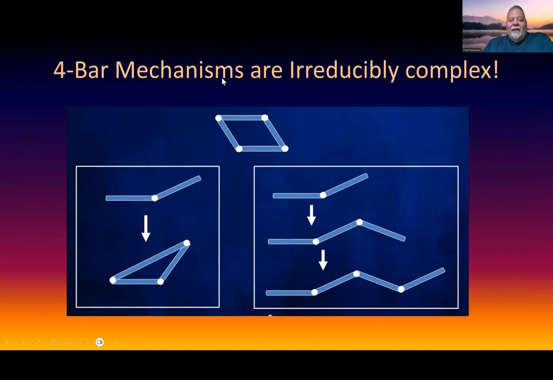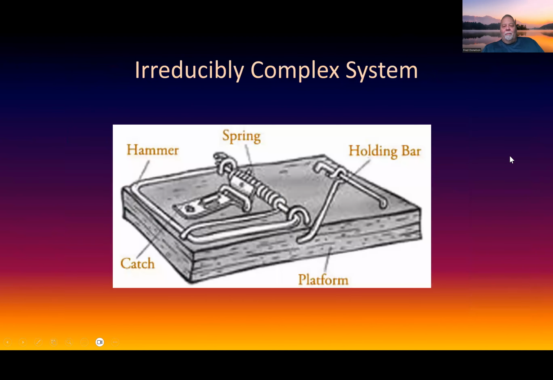Now, a 4-bar mechanism is irreducibly complex. And these are found in very complex designs in what people make in parts and business and engineering and things like that. You have to have all 4 bars in order for something to function. You can't have just one of them or 2 of them or even 3 of them. You have to have all 4, and they all have to be there at the same time. That's what we call irreducible complexity.